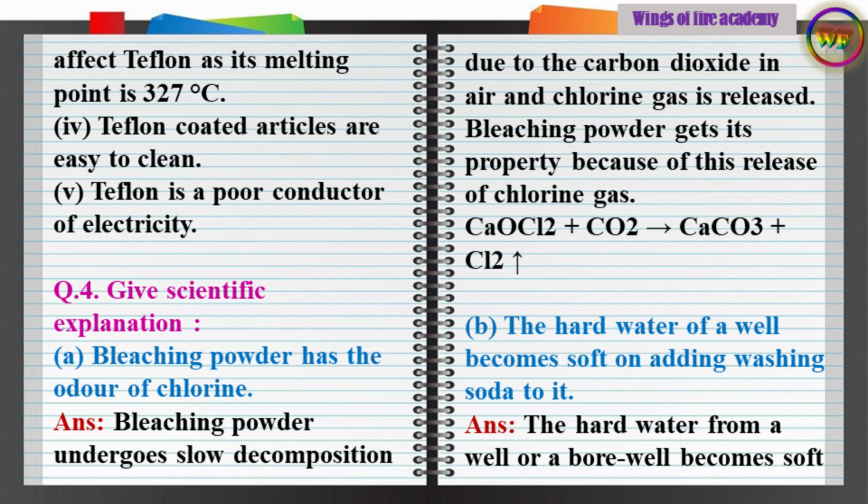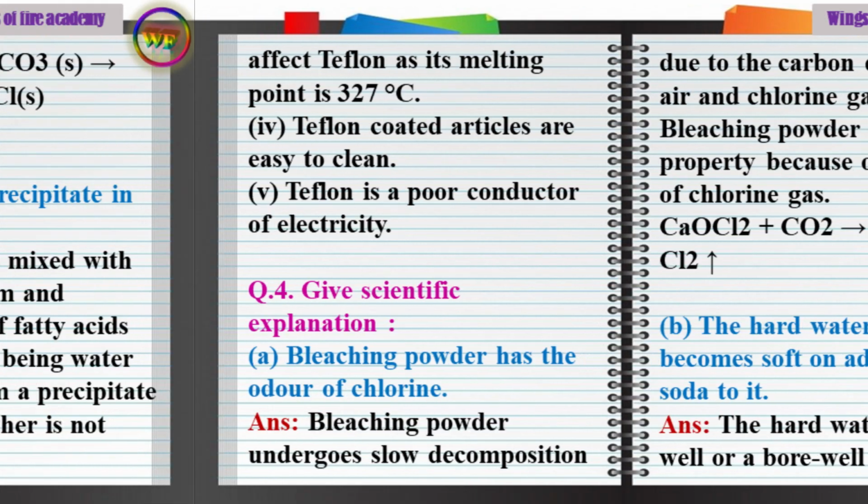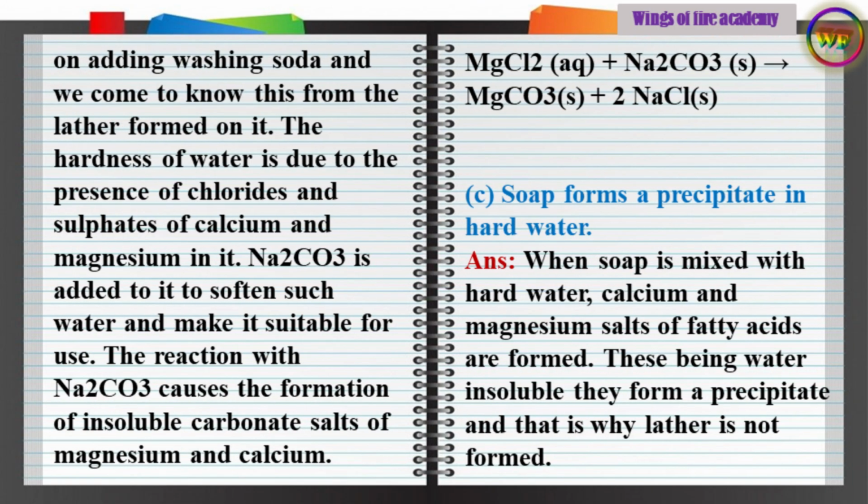B. The hard water of a well becomes soft on adding washing soda to it. Answer. The hard water from a well or a borewell becomes soft on adding washing soda, and we come to know this from the lather formed on it. The hardness of water is due to the presence of chlorides and sulfates of calcium and magnesium in it. Na2CO3 is added to it to soften such water and make it suitable for use.